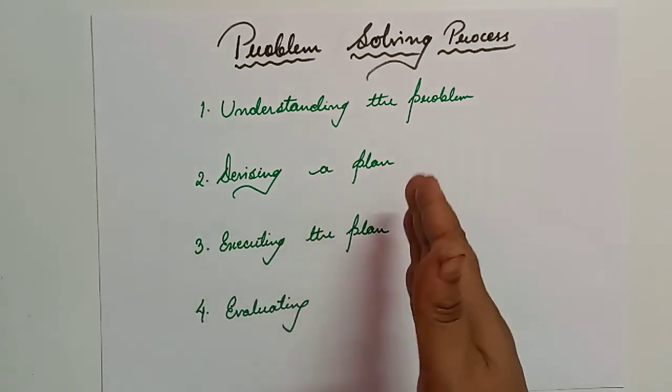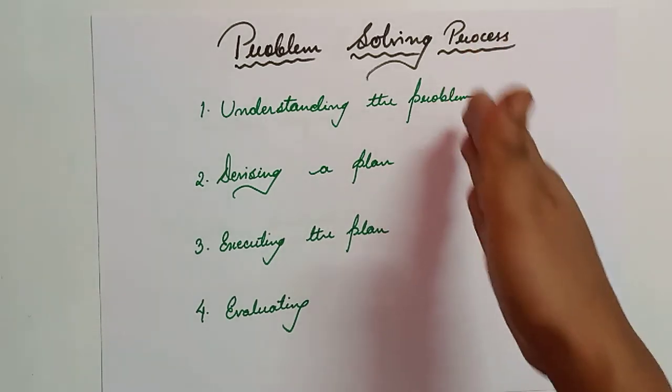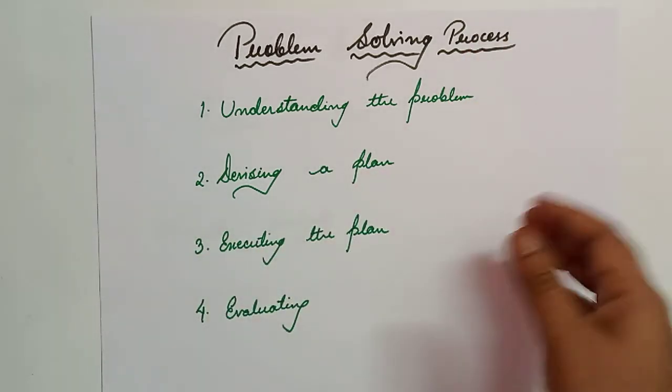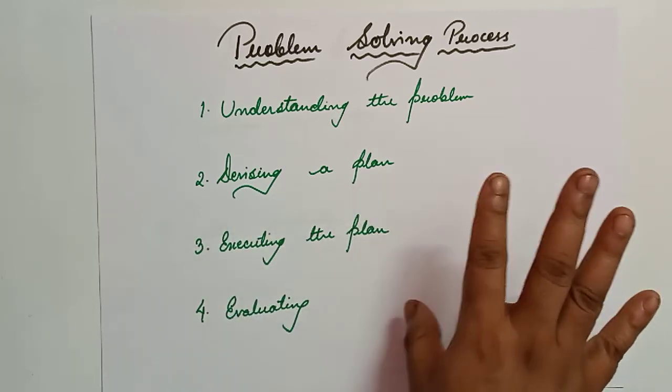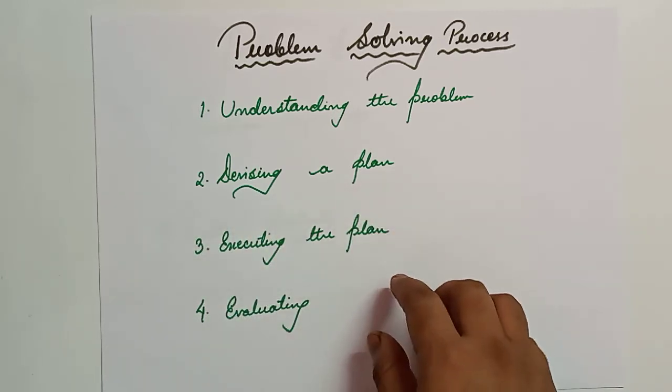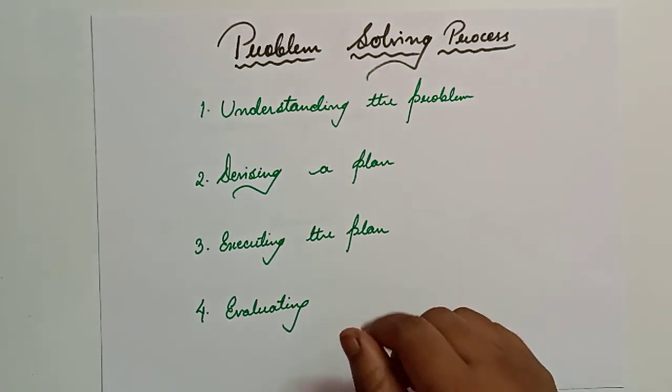If this is the input, this will be the output, this can be the possible output, this can be the possible input. Okay, so this is the plan. Now once a plan is devised, next is what? We have to execute the plan.